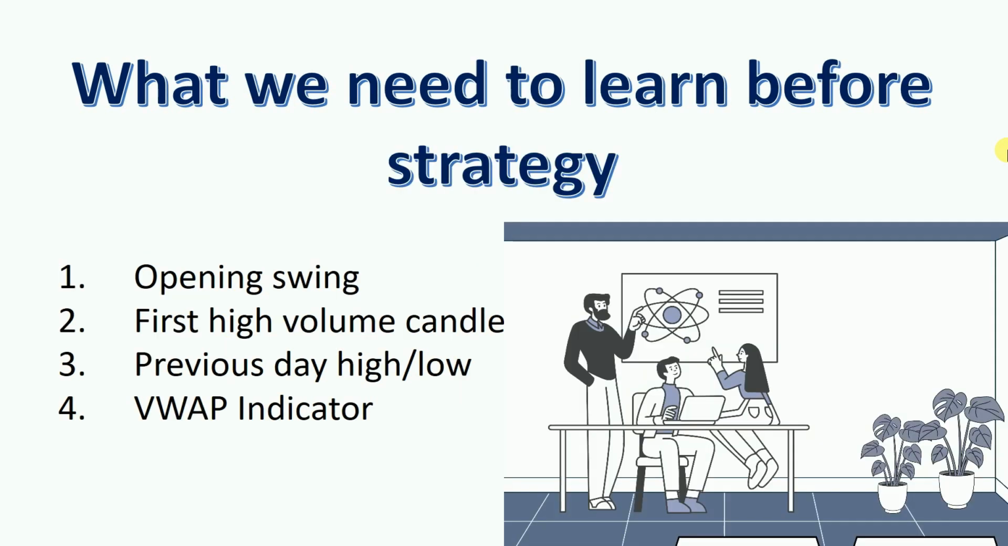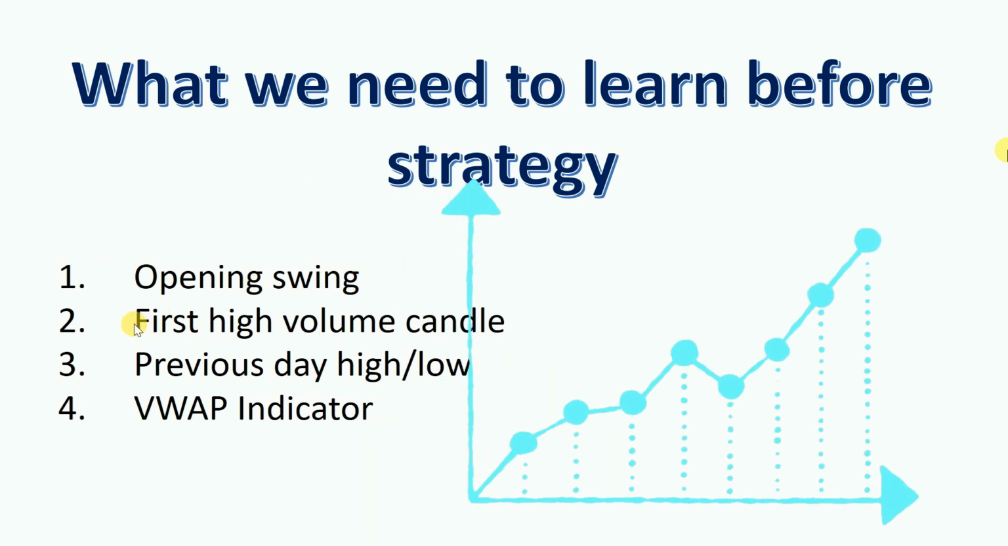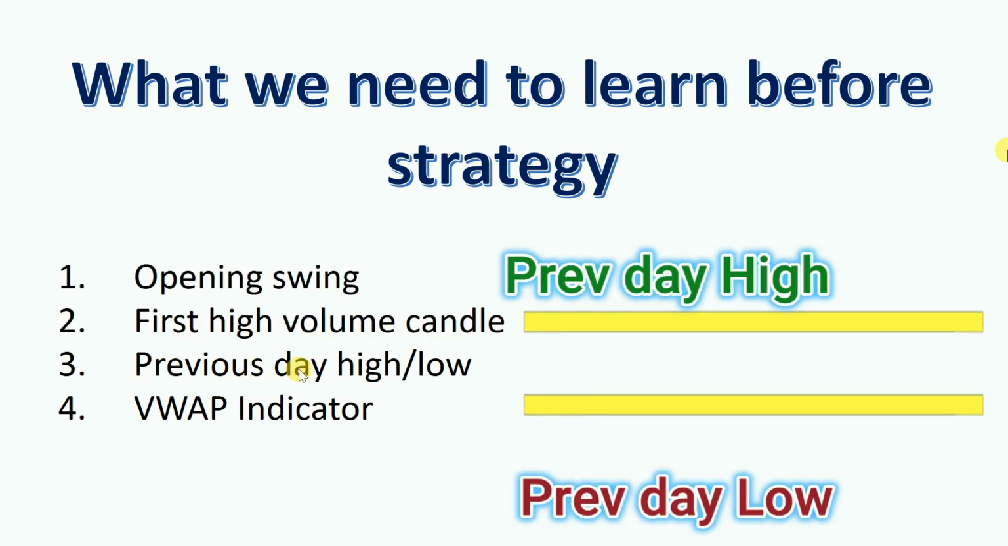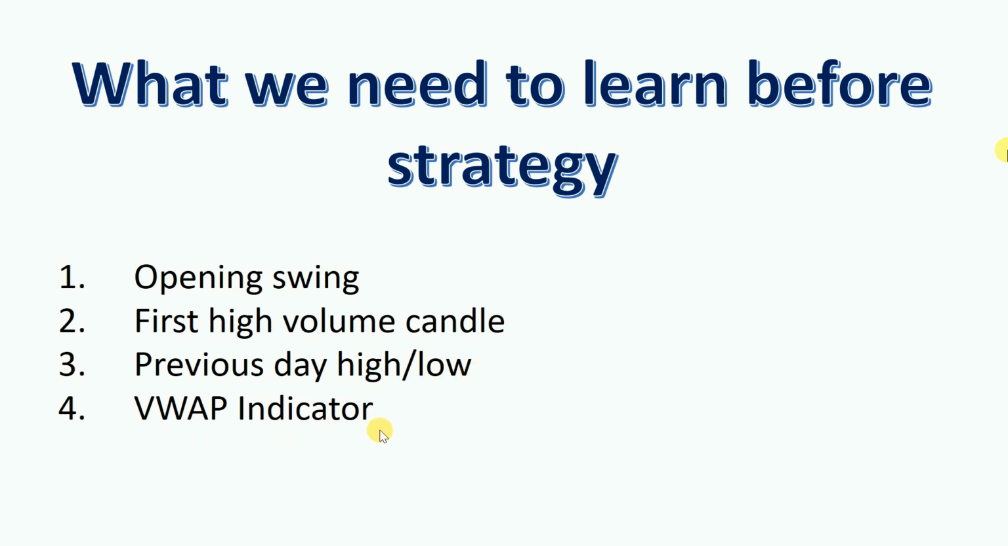So what do we need to learn before going into the strategy? I have segregated 4 concepts which are a fundamental base to implement in our strategy. The first point is the opening swing. The second one is the first high volume candle of 5 minutes. Then the previous day high and low. And the fourth point is the VWAP indicator. Let's see them one by one.